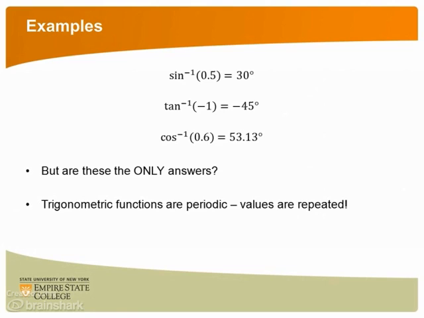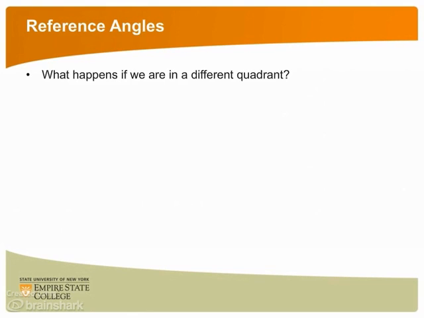Remember that trigonometric functions are periodic. This means that function values are repeated multiple times. So how could we find other values for the angle? There is an angle in each quadrant that behaves exactly like a first quadrant angle, which is an acute angle. The only difference is the function value may be positive or negative.